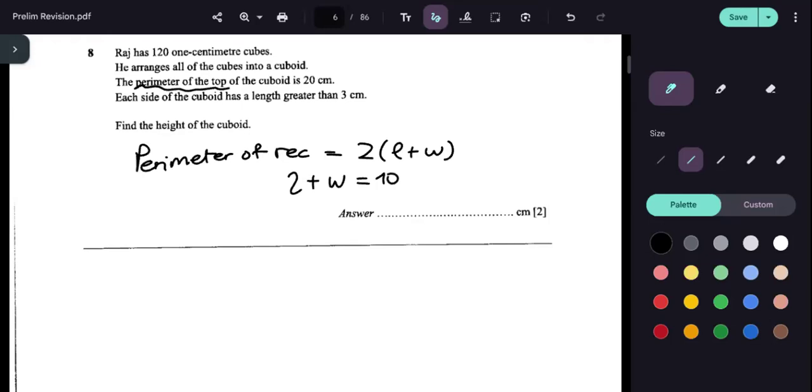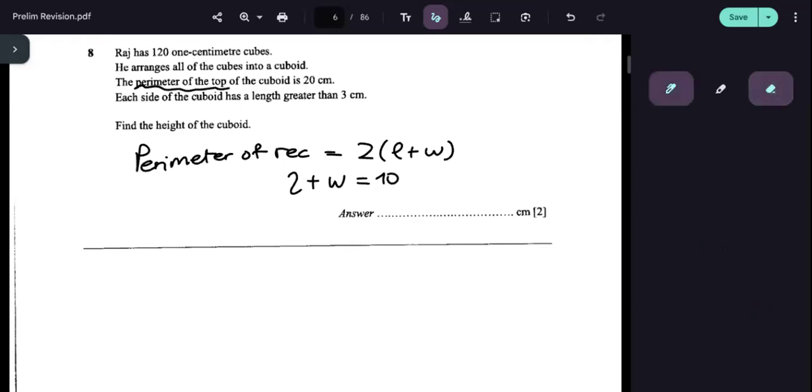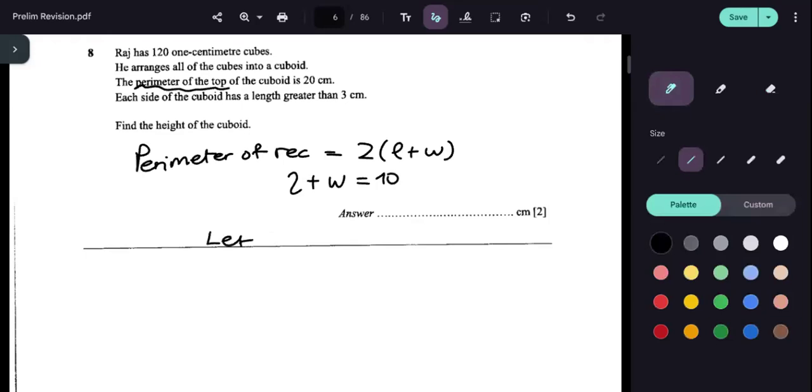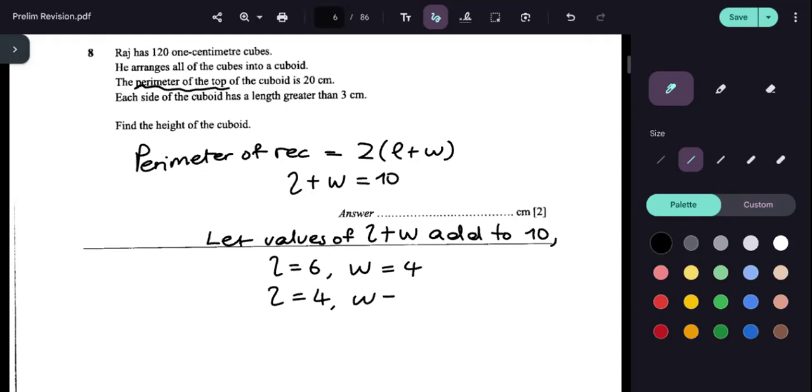So you need to try, which means this one you need to assume again. Let the values of L and W add to 10, which can be L is 6, W is 4, or it can be L is 4, W is 6. Both are okay, but you need to find the height, right?